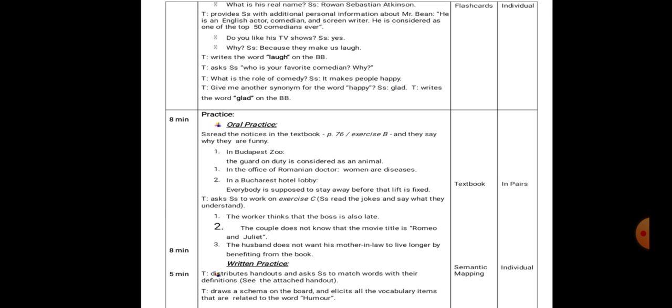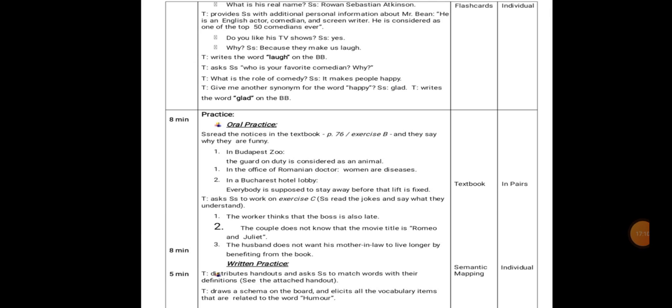And we have 20 minutes at most, 21 minutes. In the practice, we have oral practice, we have written practice, we have free practice, and controlled practice.